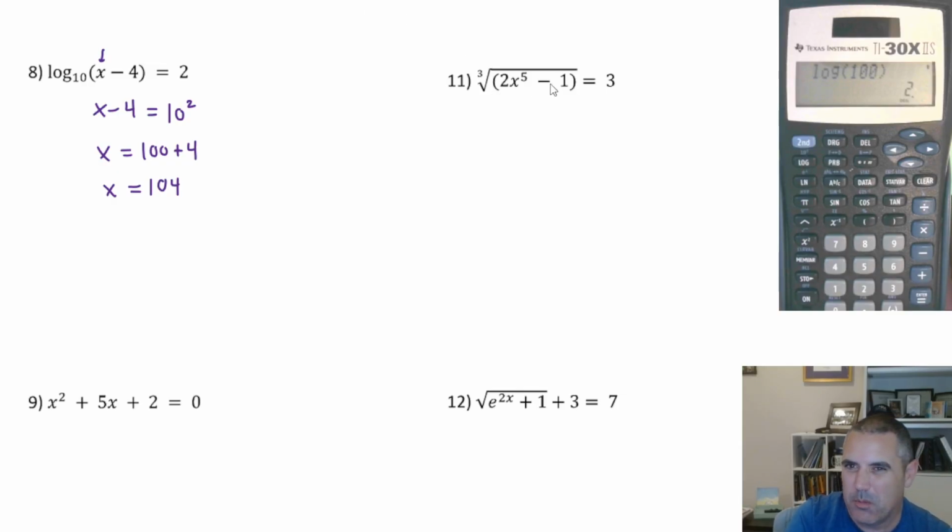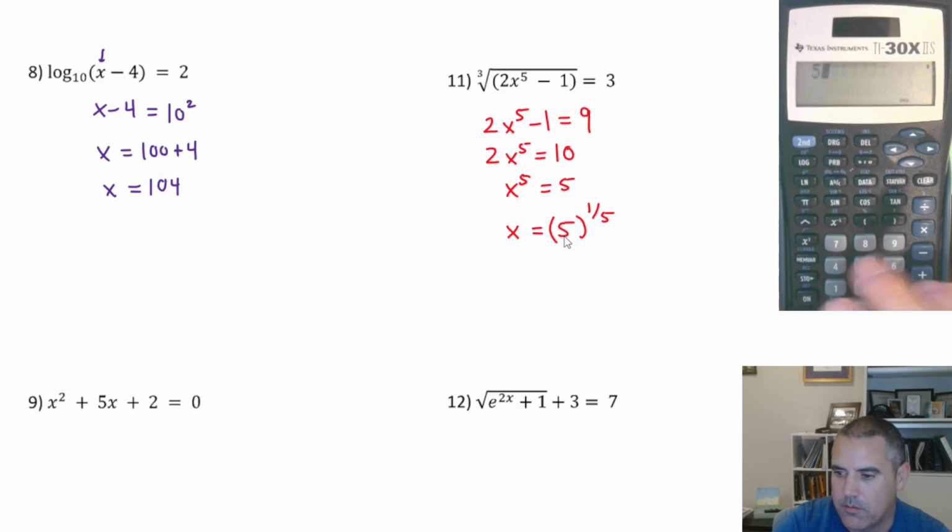Anyways, let's do this one. Again, this one doesn't scare me at all because there's only one x there. I'm going to cube both sides. I'm going to add 1. I'm going to divide by 2. As I said, these are not meant to be stressful situations. It's a celebration of our inverses. So the final answer is 5 to the 1/5.